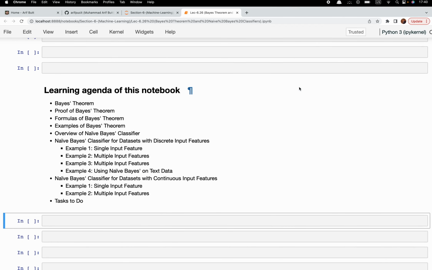And here is the learning agenda of today's session. We will start with the Bayes theorem, its proof and examples for a crystal clear understanding. Then I will give you an overview of naive Bayes classifier, and we'll do 4 examples that will cover datasets having discrete input features, and of course 2 datasets having continuous input features that will use Gaussian naive Bayes for classification. At the end of the session, I will give you some tasks to do on your own.